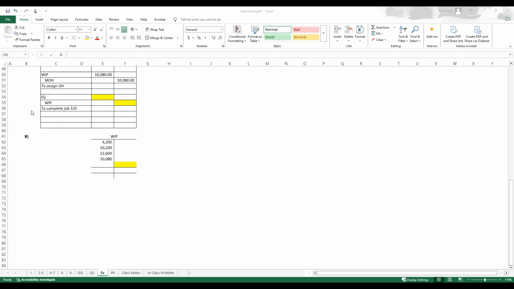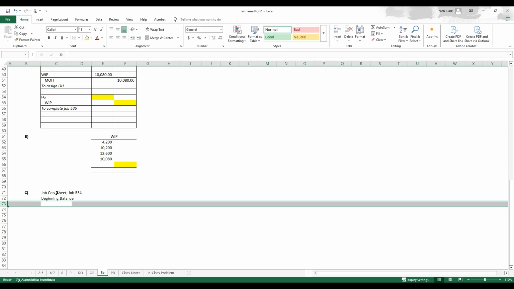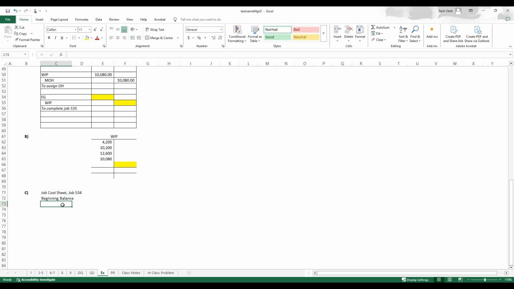cost sheets, because it's hard to do this without knowing the actual amounts per job, if we're trying to say what the cost was for one of these jobs to be moved over. Okay, so we don't need anything fancy. Remember, we're just doing this in our spreadsheet here. So job cost sheet, let's say this is job 534. Let's have a beginning balance, materials, labor, and overhead. And we can put a little 80% of labor just as a reminder.